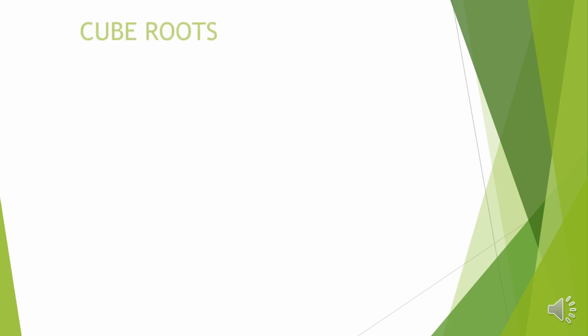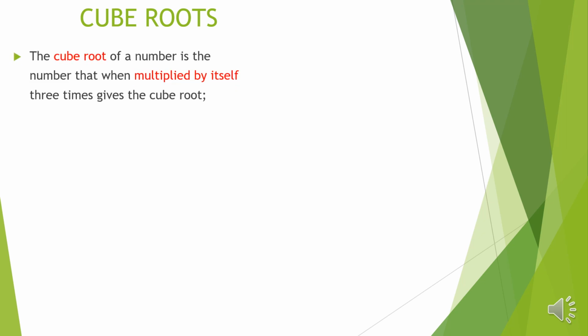Today, I just want us to go through cube roots, check how cube roots are determined, what cube roots are, and also different methods of calculating these cube roots. I'll start with the definition. The cube root of a number is the number that when multiplied by itself 3 times gives that particular number.